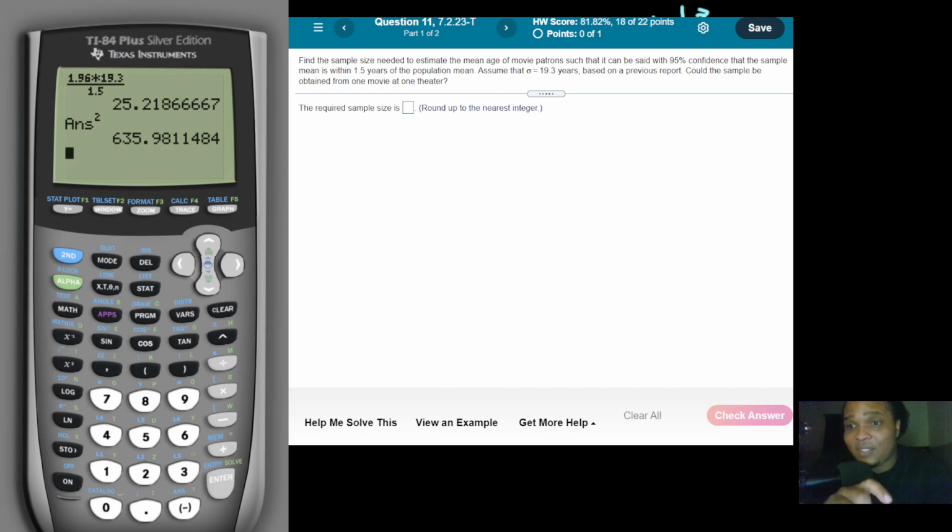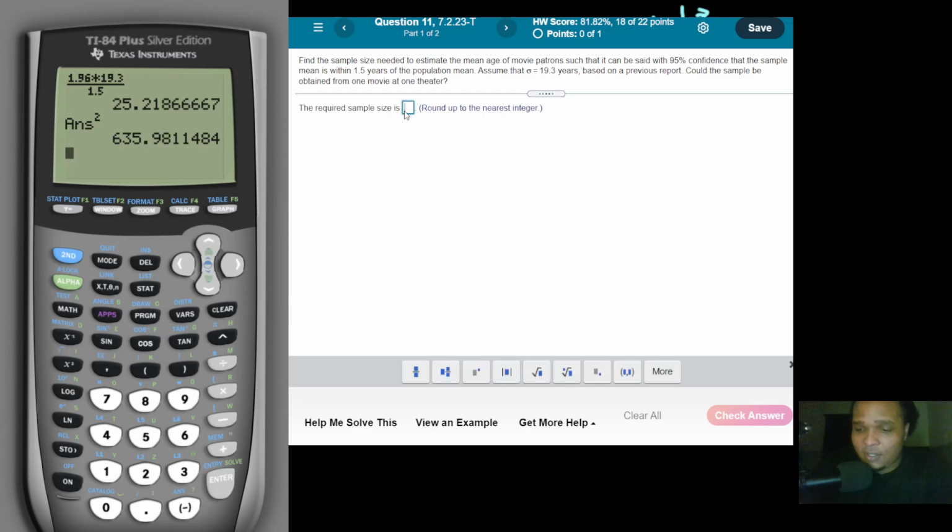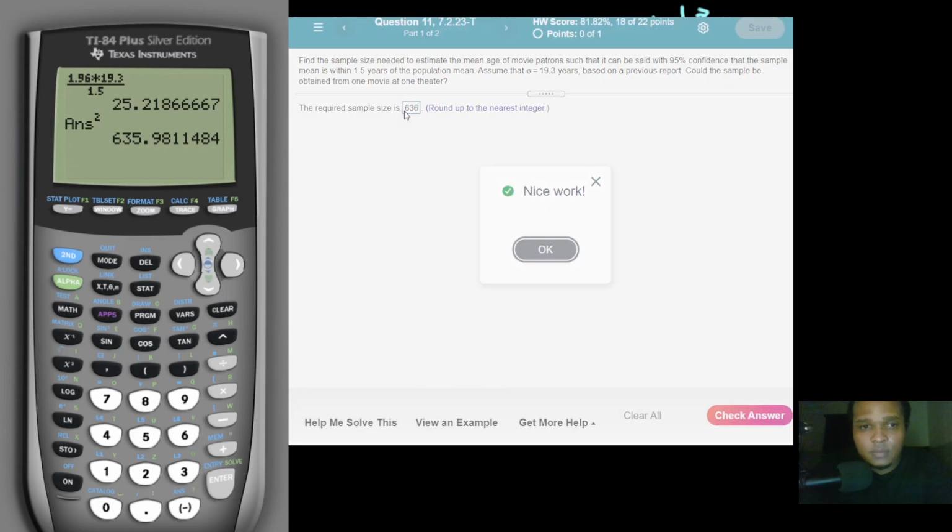But with sample size, you cannot have a fraction of a person. You can't have a decimal of a person. If you get 0.76, for example, you always just go up. If you get 103.0000001, that's 104 automatically. So you always add 1 to it. I hope they stay consistent with that. Anyway, 636.